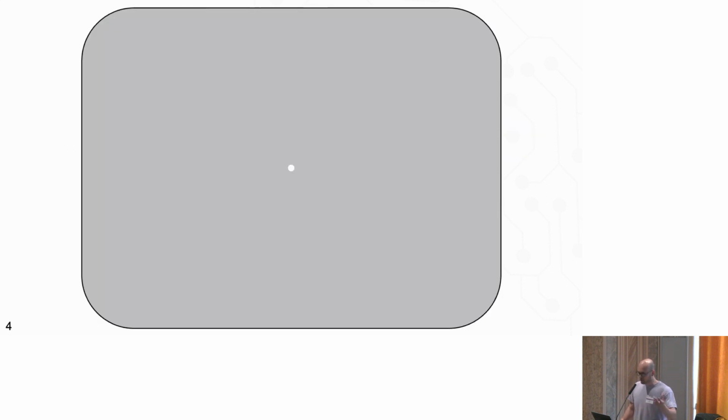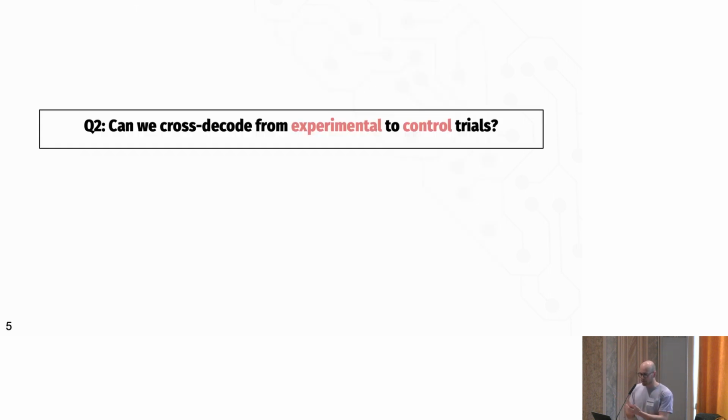We also had a control condition where we did the same thing, but everything happened in the fovea directly. So that was the presentation of the stimulus over and over with the same frequency or the same timing as in the experimental condition. And here we really wanted to test, can we also cross-decode? So can we cross-decode from experimental to control trials if we find this feedback to see, is the representation we find in the experimental condition similar to the one we find in this control condition?